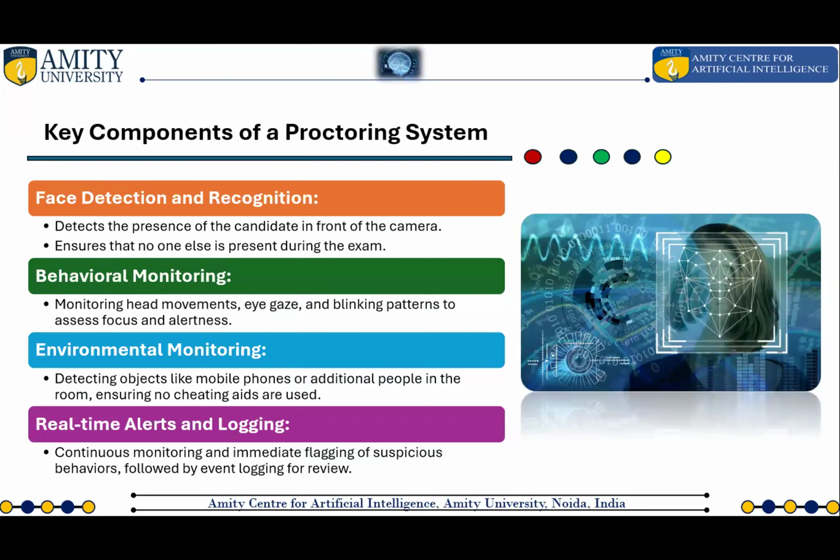First, whether a person is present or not, face detection and recognition. Then behavior monitoring, that means how much the person is blinking, or whether they are gazing at the screen or not. Next is environmental monitoring, that means how much nearby sound is coming. If the sound is abnormal, you can check that part also. Similarly, in the visual part, suppose the person is using a mobile phone or some other object, you can detect that through the live camera.